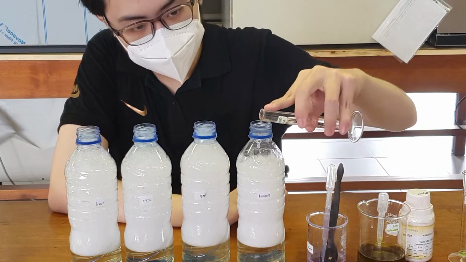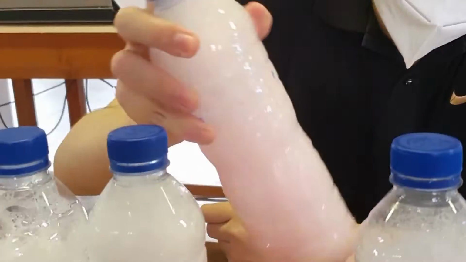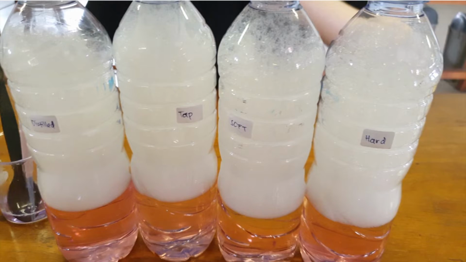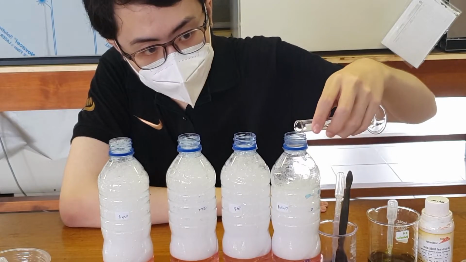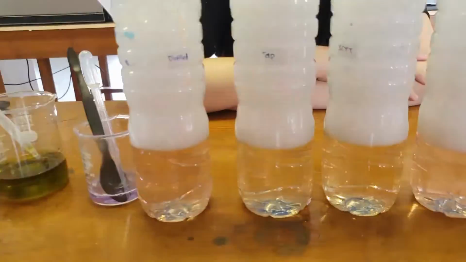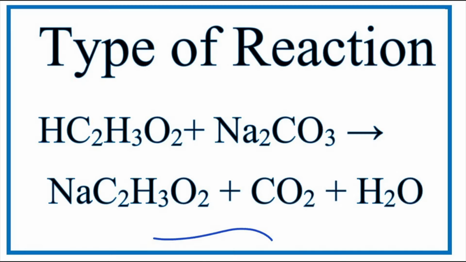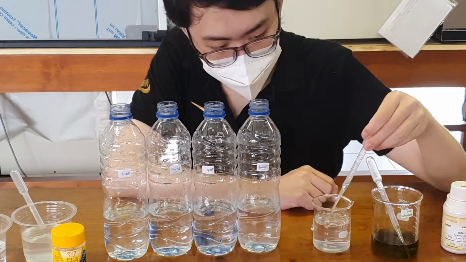It continues by adding 10 ml of citric acid solution to each bottle and shaking lightly. The bottles are then given 10 ml of baking soda and will also be shaken lightly. From the reaction of baking soda and citric acid, the results are water, CO2, and NaC2H3O2. Some modifications were made due to unsatisfied results.